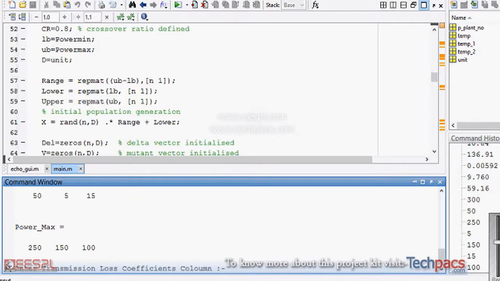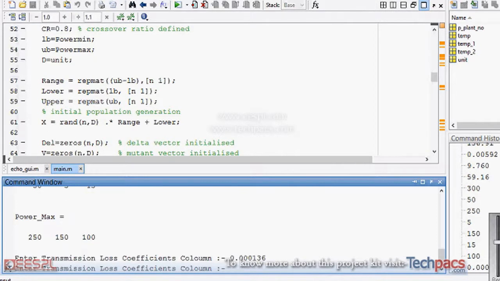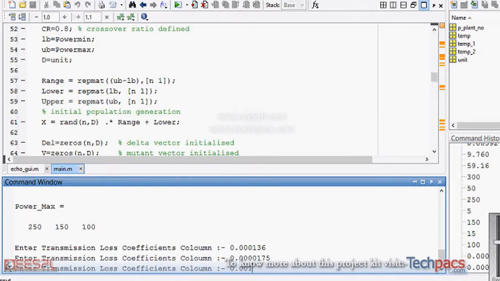The loss coefficients are also represented by the variable B. So for that I am entering the values which are taken from that particular book: 0.000136, then 0.0000175, then 0.0000184. Sorry, I am entering it again.